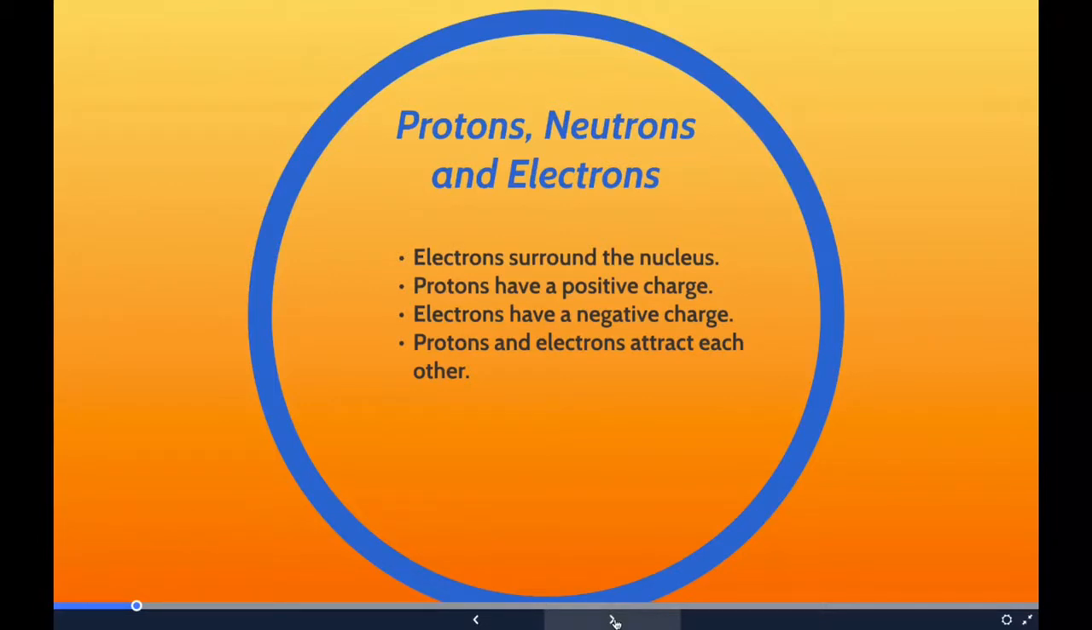Atoms are made of extremely tiny particles called protons, neutrons, and electrons. Protons and neutrons are in the center of the atom, making up the nucleus. Electrons surround the nucleus. Protons have a positive charge. Electrons have a negative charge. The charge on the proton and electron are exactly the same size, but opposite. Neutrons have no charge. Since opposite charges attract, protons and electrons attract each other.